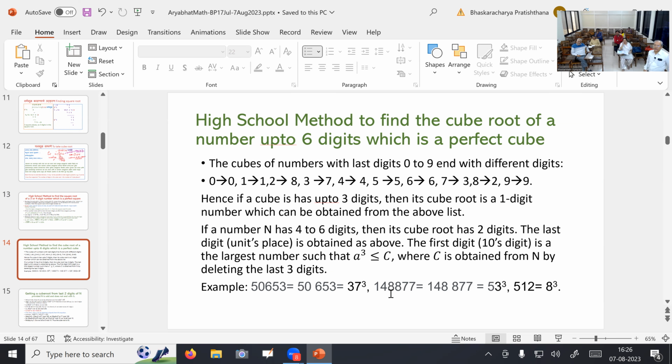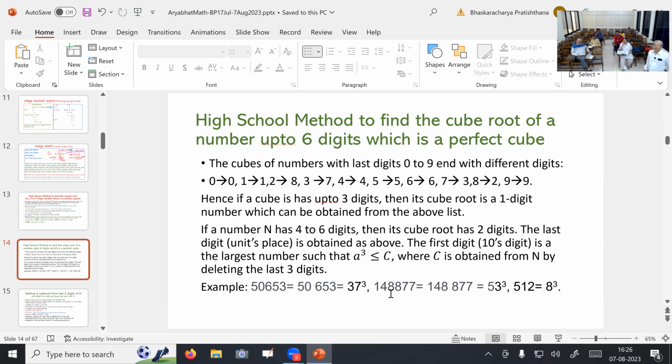So if you want to use this method to find a cube root, suppose I want to find the cube root of 50653. Then you have two groups, one is 50, another is 653. And the answer is 37 cubed. If you look at this 50, 3 cubed is less than 50, so the tens digit is 3. And the last digit of the cube is 3.